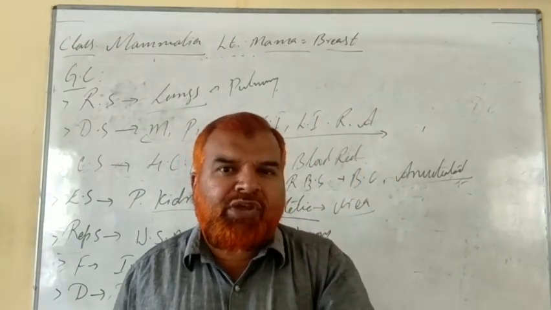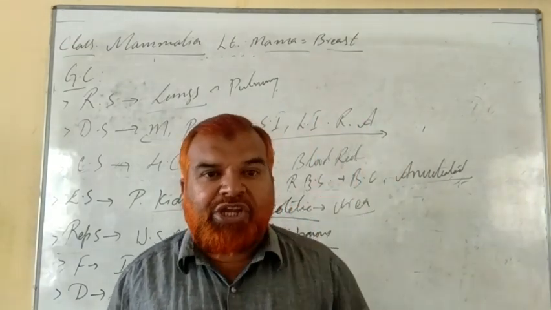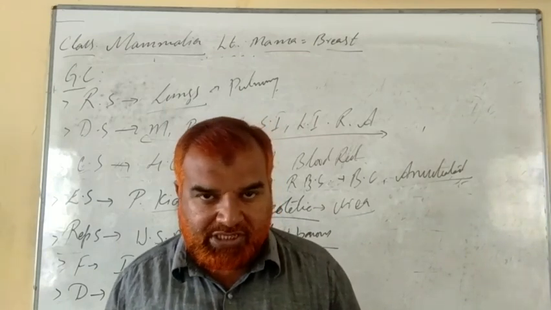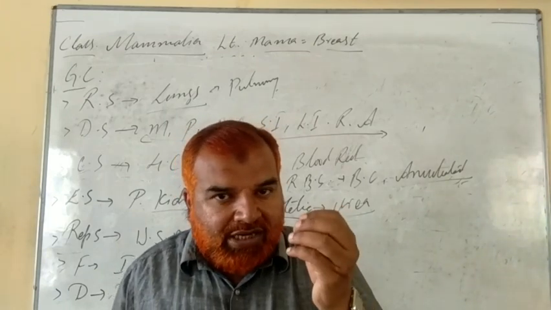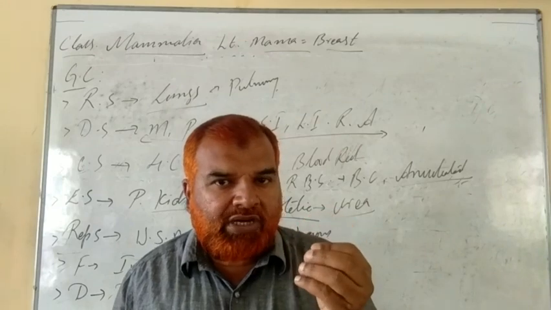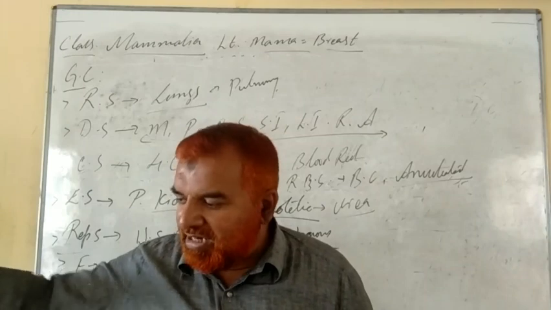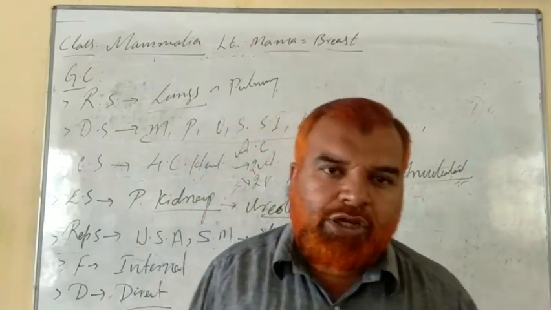We are the ultimate creation of nature, the final product of evolution, the most beautiful creature, human beings. Clear? So we belong to the class Mammalia, subclass Eutheria, and the order Primata. In that, the final one is Homo sapiens, human beings.